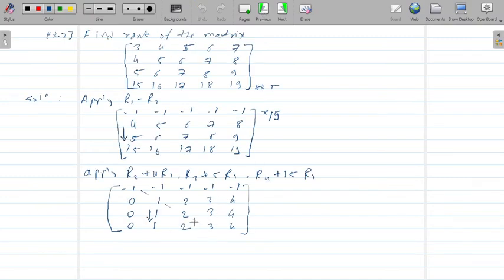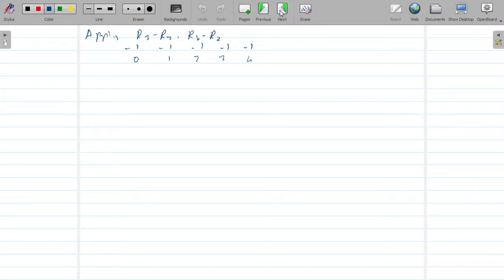Then these two rows are same, so you will get 0. So you will get 0, 0, 0, 0, 0. Then 0, 0, 0, 0, 0. Matrix. And this matrix is in echelon form.